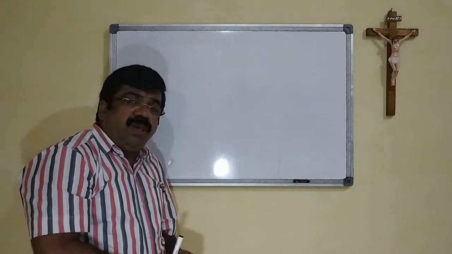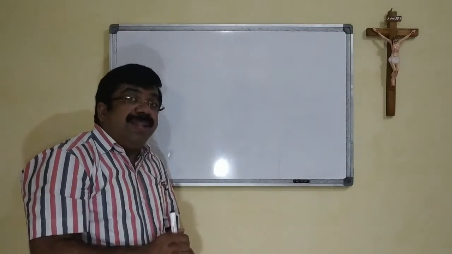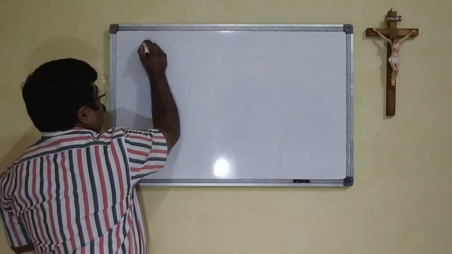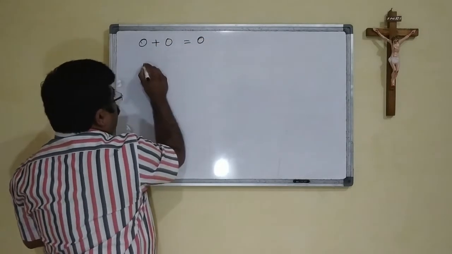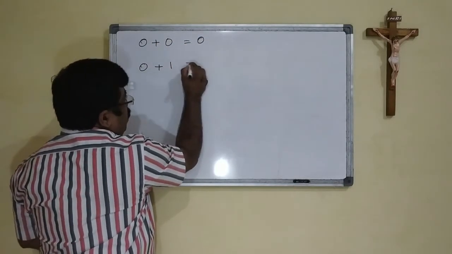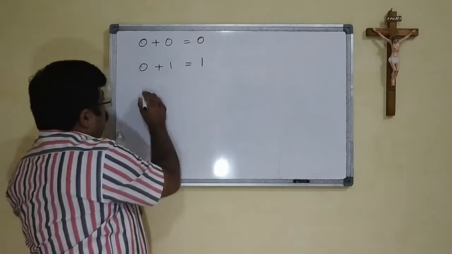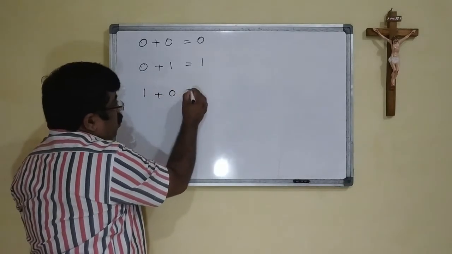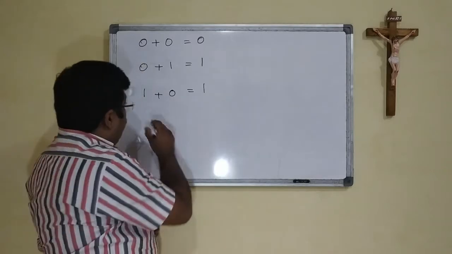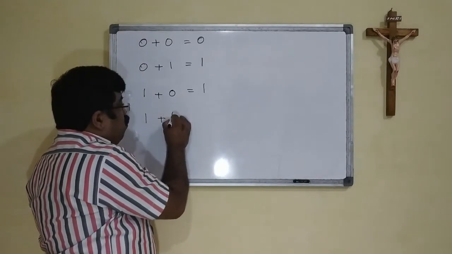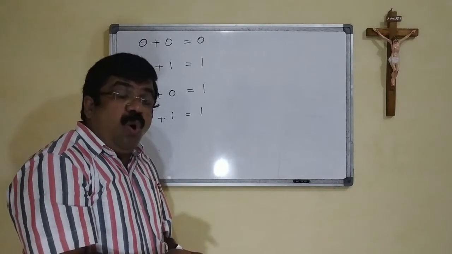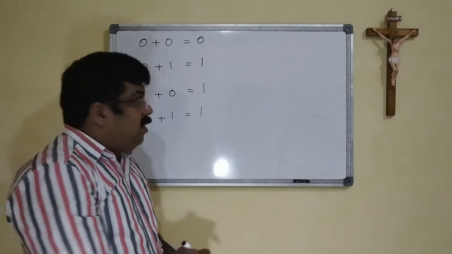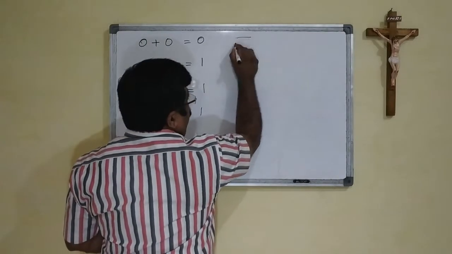Next we see the OR relation. 0 plus 0 is equal to 0. 0 plus 1 is equal to 1. 1 plus 0 is equal to 1. And 1 plus 1 is equal to 1. This is the addition property or relation. We can draw it with the help of a logic circuit.